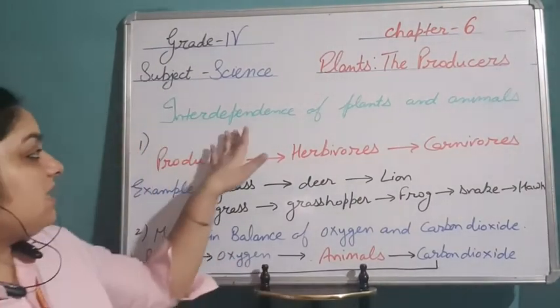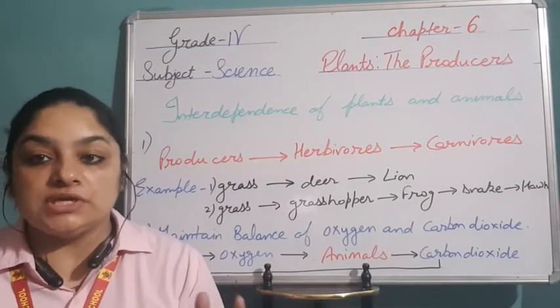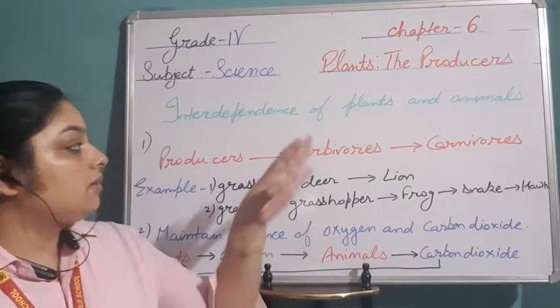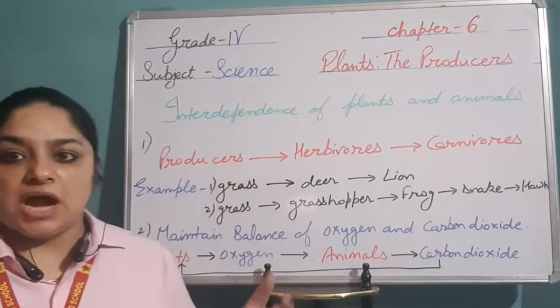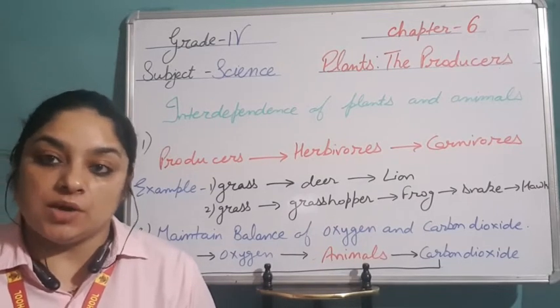Next topic is the interdependence of plants and animals. Plants and animals all depend upon each other for their survival. For example, first of all, plants. Plants are eaten by animals. The animals which eat plants, we call them herbivorous animals.